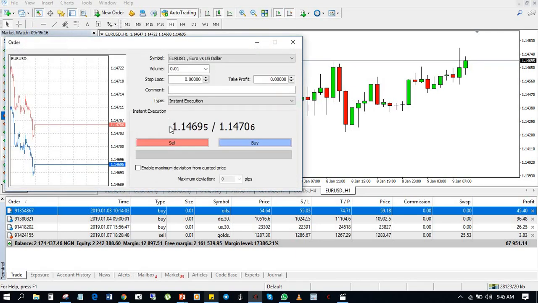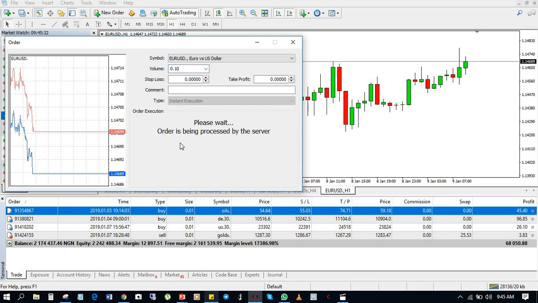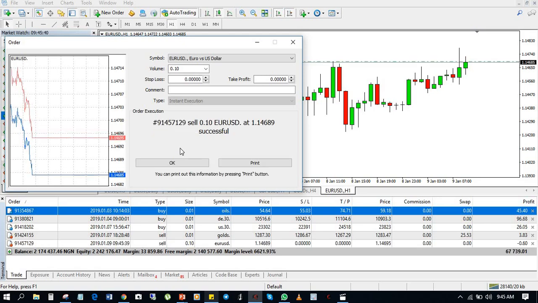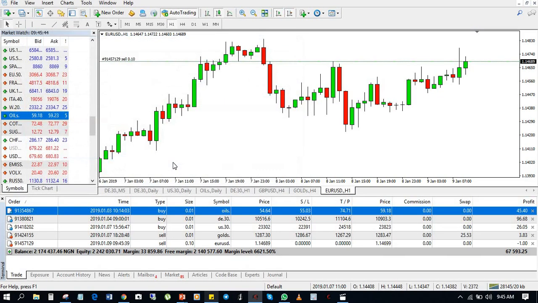So let me just click right now, and of course that's the lot size. You can change it to anything you want, say 1 standard lot, 2 standard lots. Let's say I want to place a sell on 0.10, and I place a sell order like so. Let's just hold on and let the server process it. Okay, that's sell and it's done. So I click on OK.